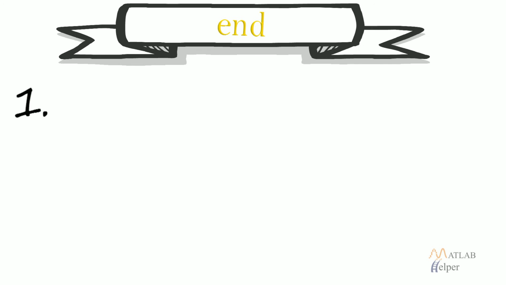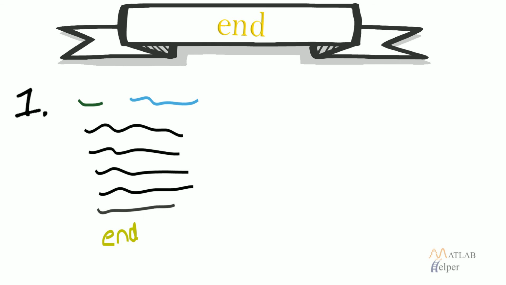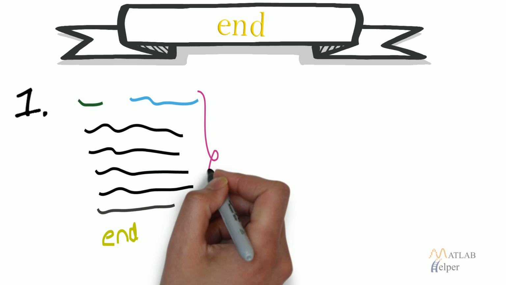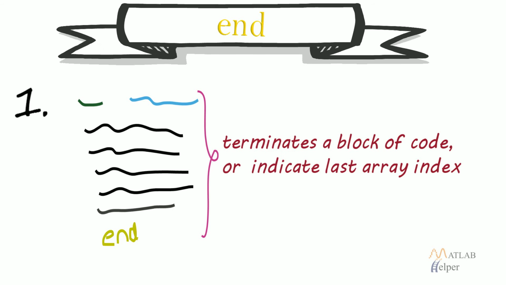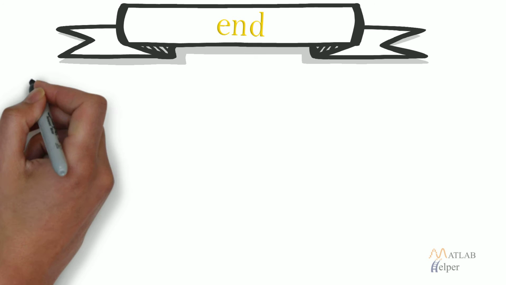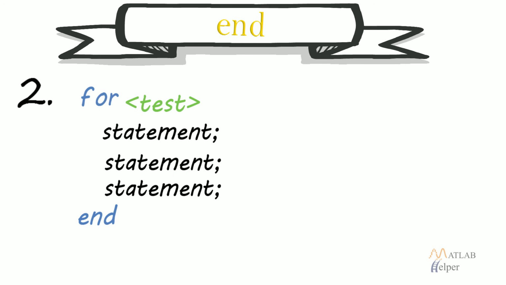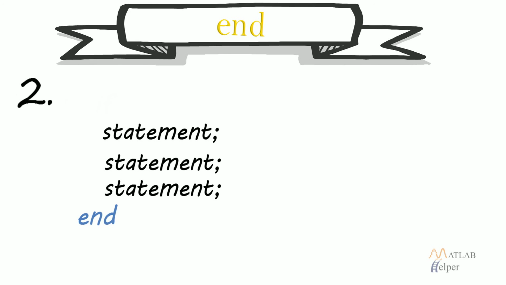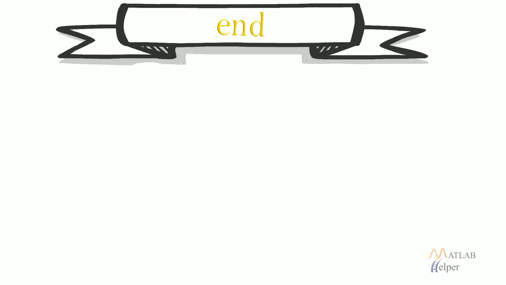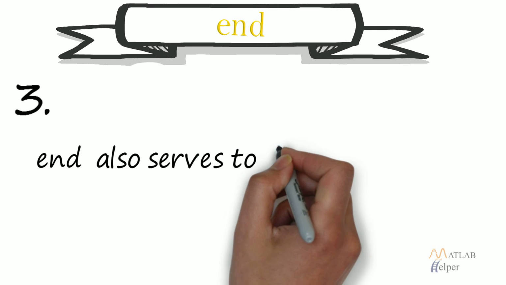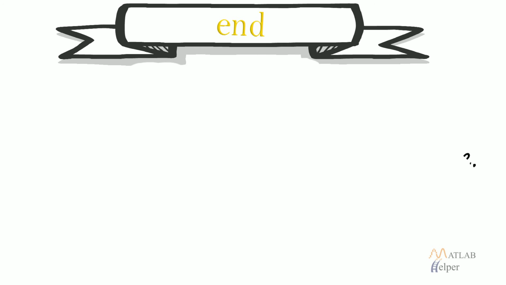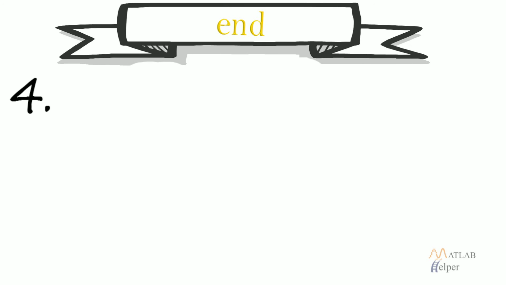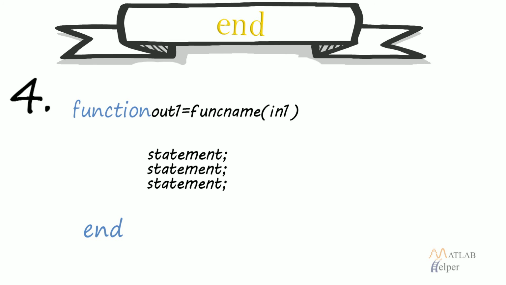End. It is used to terminate a block of code or indicate the last array index. End is used to terminate looping constructs like for, while, and branching constructs like if, switch. End also serves to delimit the scope. End also marks the termination of a function, although in many cases it is optional.